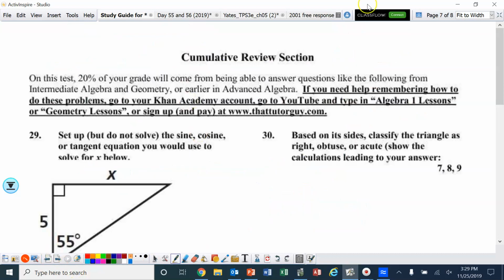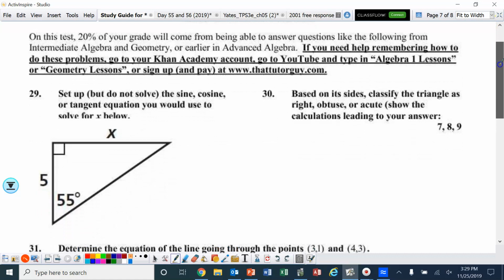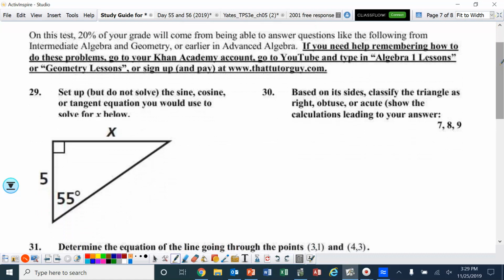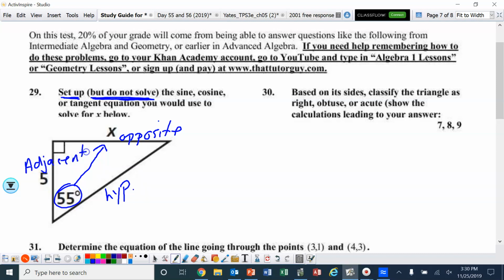All right, so here we go. So in this problem, it says set up, but do not solve. Okay, well, I guess we're not going to need to worry about the calculator then. So all we're going to do is set this one up. So here's our angle, and this x is on the opposite side of that angle. This is the hypotenuse, and this 5 is adjacent to that angle.